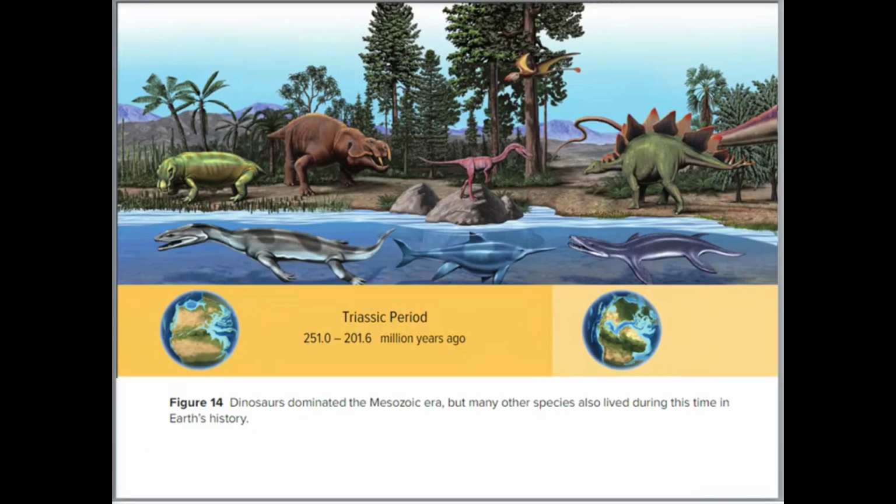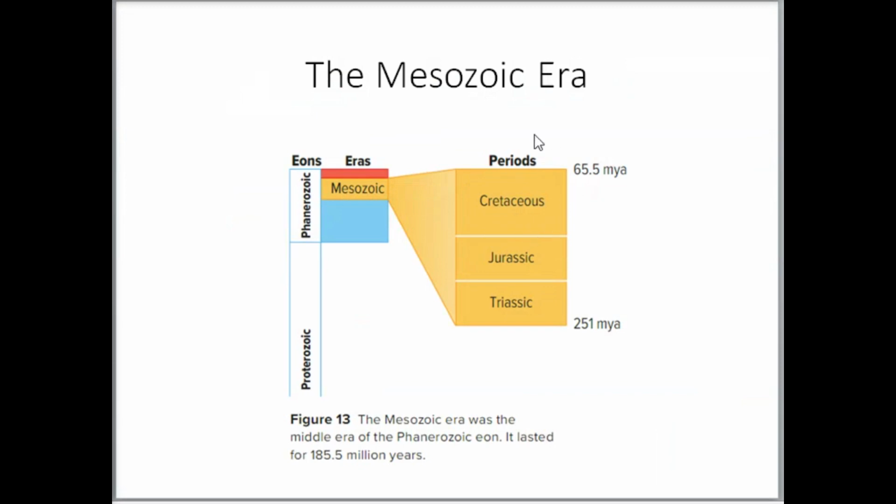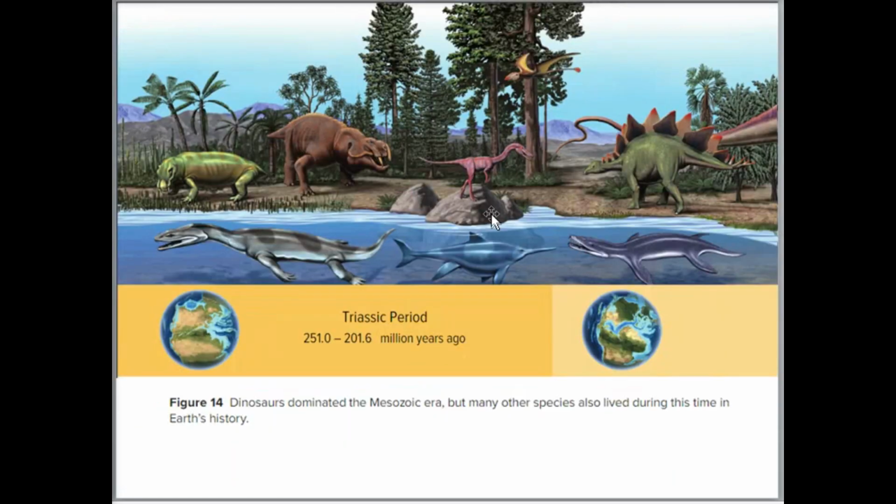Okay, so here you've got a nice little picture of the Triassic period. You've got some dinosaurs. The dinosaurs mainly actually came in the Cretaceous period. They were sort of evolving here, and then they came about up here in the Cretaceous.